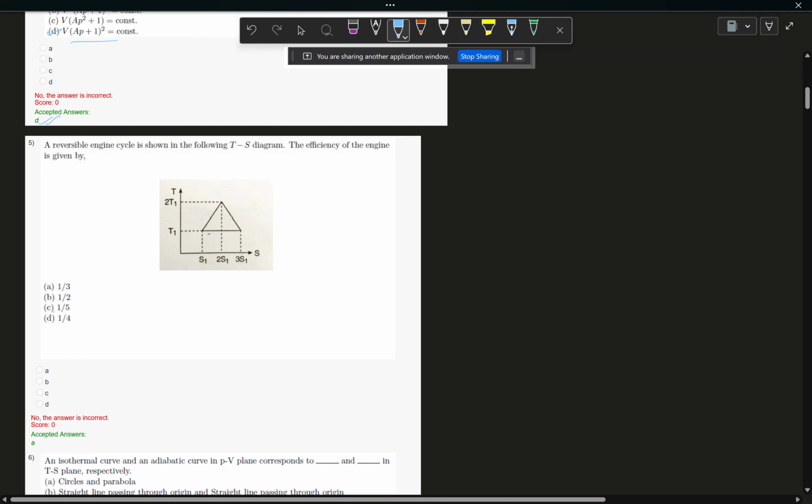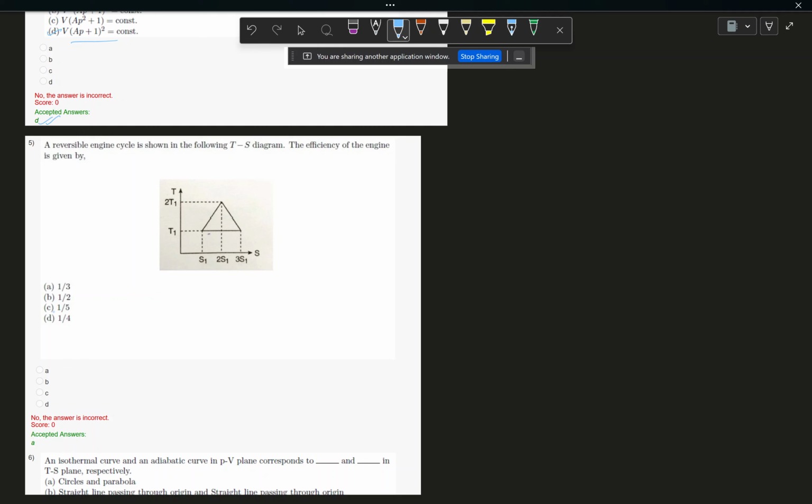So question number 5 is about a diagram in the T versus S plane. It is a T versus S diagram where a reversible engine cycle is shown. And reversible engine, you already are familiar with from the earlier week's lecture also.